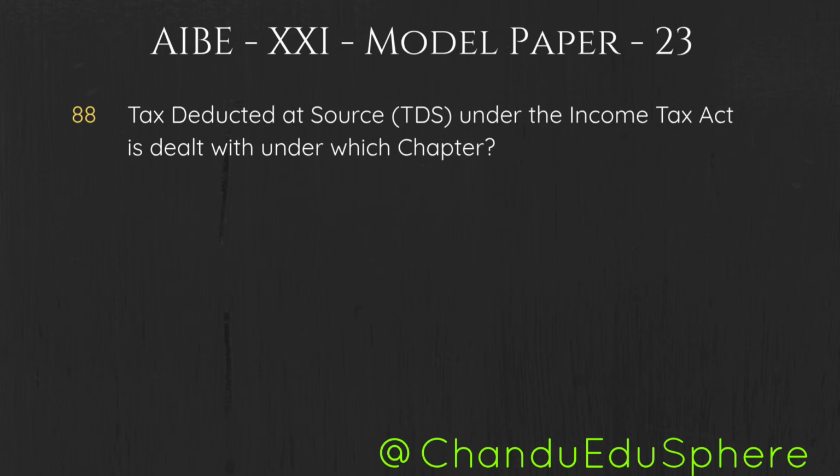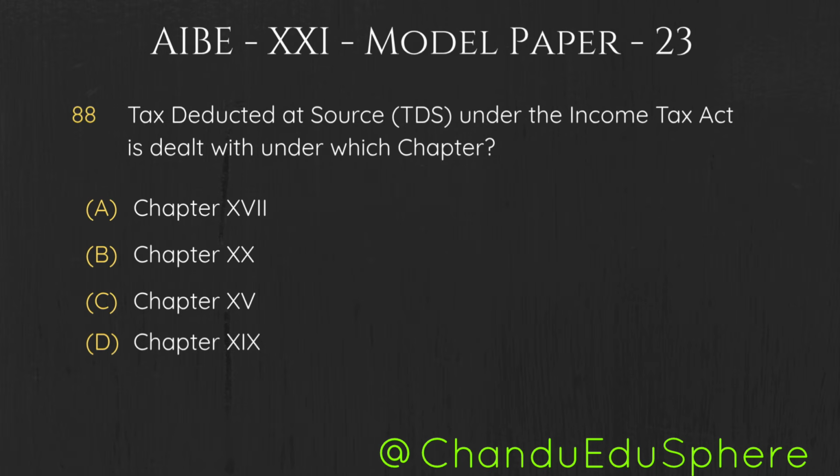Tax deducted at source, TDS, under the Income Tax Act is dealt with under which chapter? Chapter 17. Chapter 17 of the Income Tax Act 1961, comprising sections 190 onwards, contains the detailed provisions on collection and recovery of tax, including tax deducted at source, TDS, and tax collected at source, TCS.